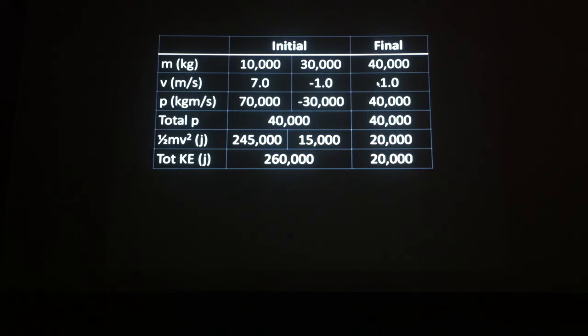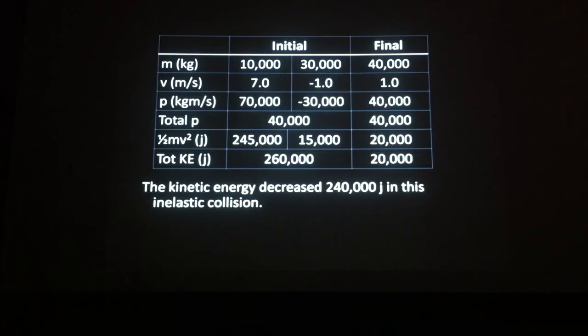Over here, our final velocity, 1 meter per second. Square that, we get 1. Times 40,000, we get 40,000. And then half of that gives us our 20,000 joules of kinetic energy afterwards. So what is the difference in kinetic energy before to after? What is our change in kinetic energy? That's right, our kinetic energy decreased 240,000 joules in this inelastic collision.